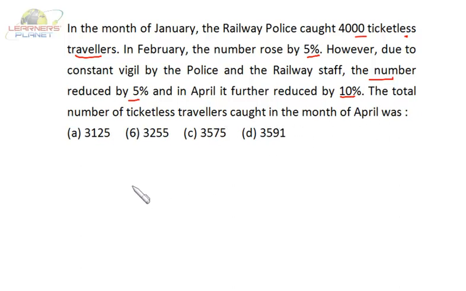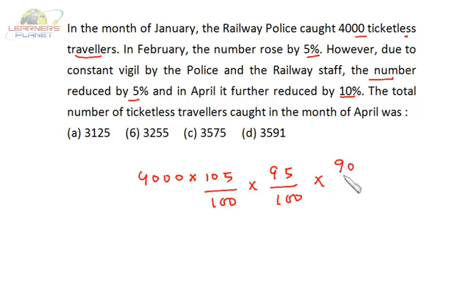Okay, now let's begin with 4,000. The number rose by 5%. That means 105% of the previous month. Then in the second month, the number reduced by 5%. That means 95% of the previous month. Then further it is reduced by 10%. That means 90% of the previous month. So we have to make this calculation.